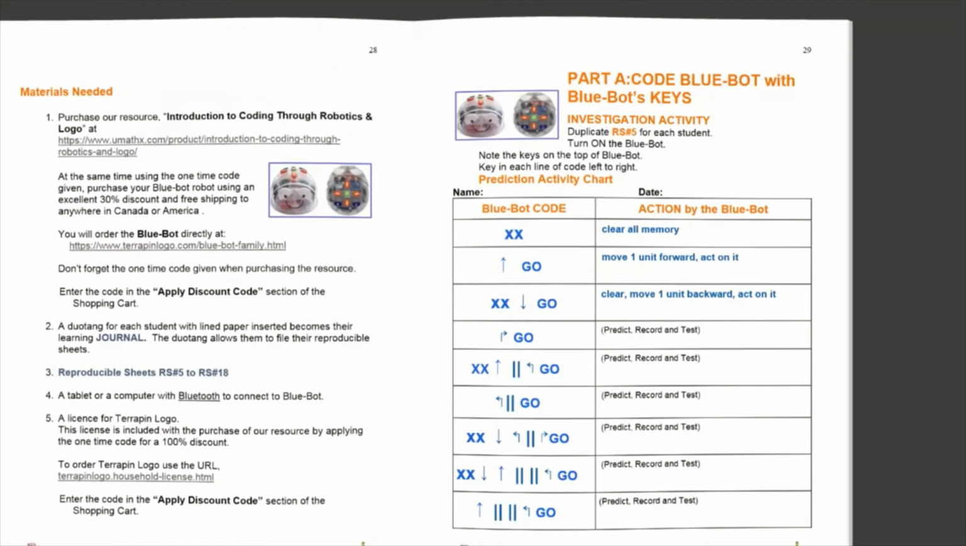The prediction activity chart on page 29 is to be used with an investigation activity. The user would predict, record, and test at each line. For example, in line 3, one should predict, clear, move 1 unit back.